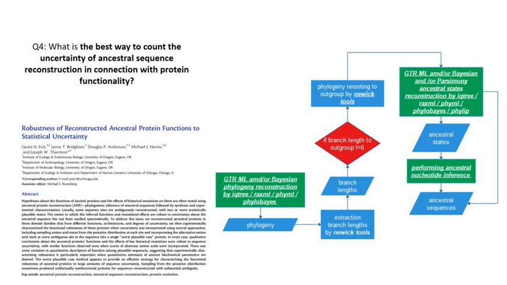Taking the maximal number of alternative best ancestral sequences is the best way to account for the uncertainty of ancestral sequence reconstruction in connection with protein functionality conservation, and also the best way to take into consideration all pathways of substitutions, which leads to reconstruction of the most accurate final mutation spectrum.